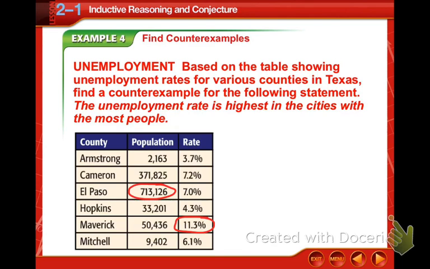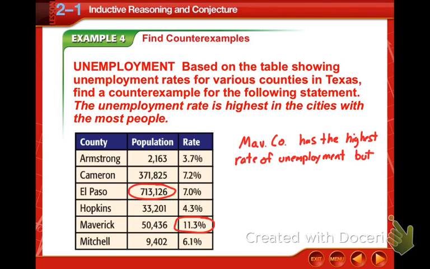So we just make that into a statement. We can say that Maverick County, I'm going to shorten this up, MavCo, has the highest rate of unemployment, but only the third highest population. There we go. There's our counterexample.